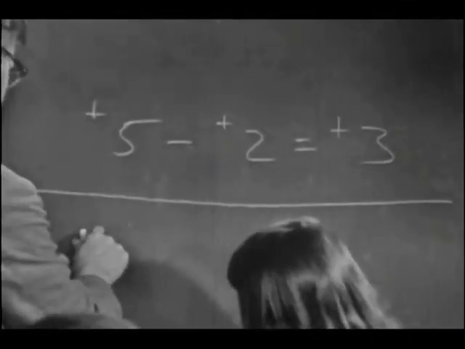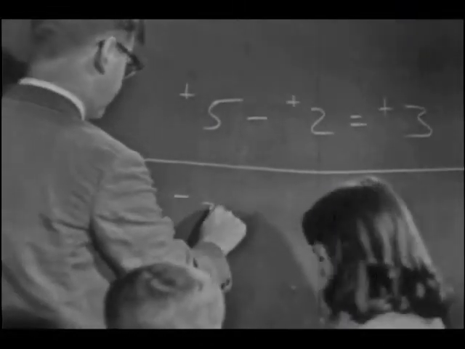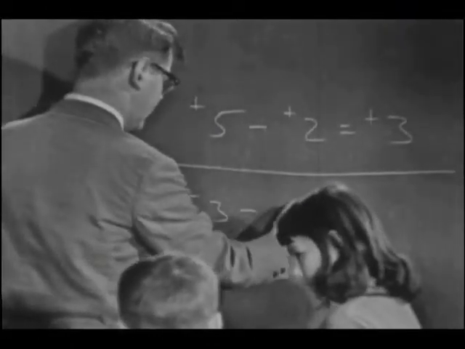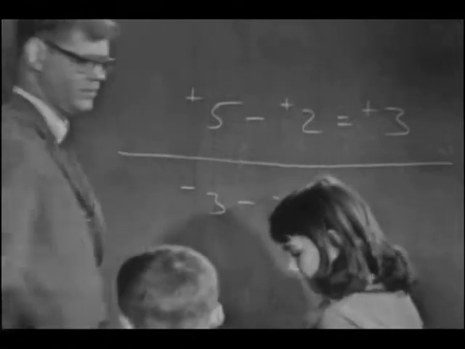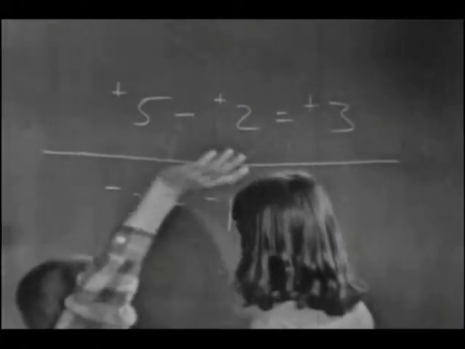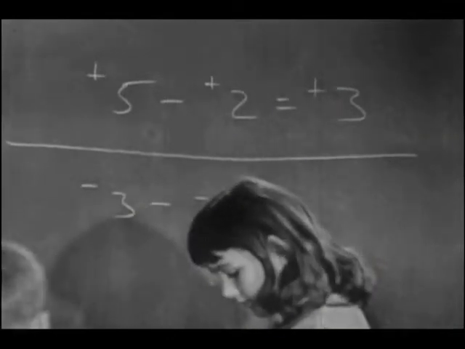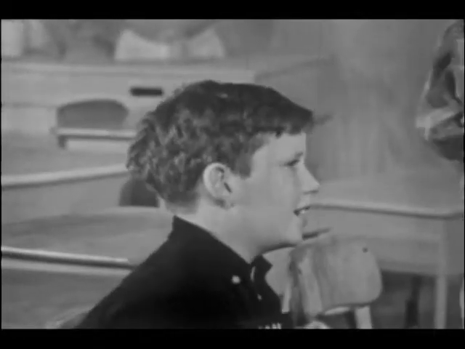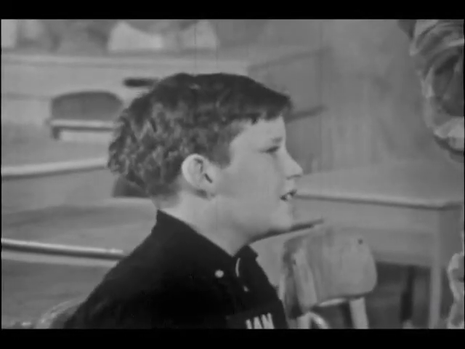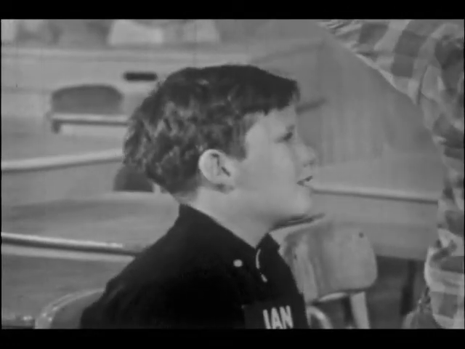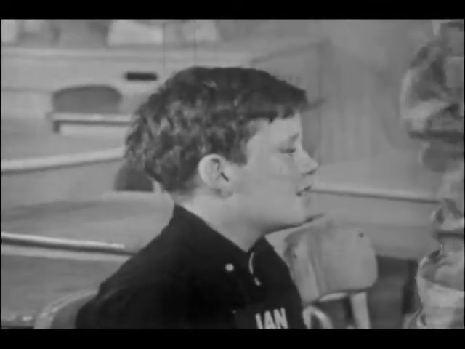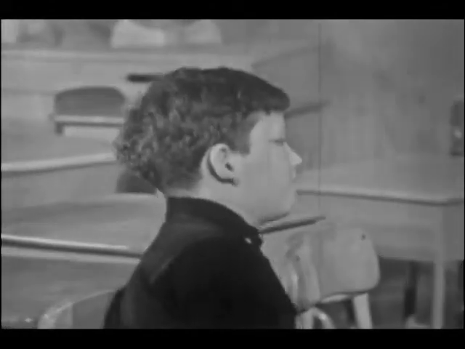Suppose I had -3 minus -1. That's a tricky one. Now what's going to happen? Ian, what's going to happen this time? Well, you bring her a bill for $3 and you take away a bill for $1. That's right. Is that right? Well, you got money. Let's try it.